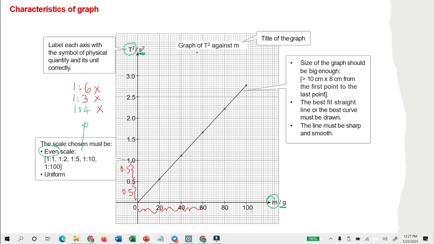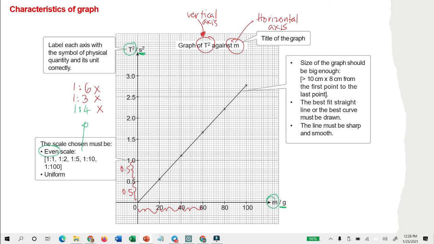And then the title of the graph. The title of the graph is going to be like graph of T squared against the horizontal quantity. T squared is from the vertical axis, so the quantity for the vertical axis must be written first, and this is from the horizontal axis.